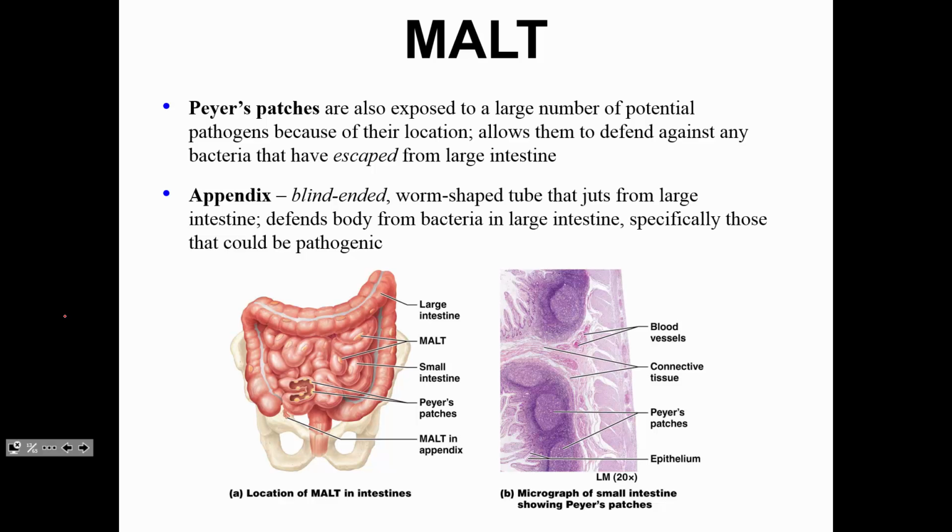Okay, Peyer's patches. Those are also exposed to a lot of potential pathogens because of location. This is in your intestines. We eat a lot of foods, and face it, foods come from the outside, so they are going to have pathogens coming in. But this does allow them to defend against any bacteria that might have escaped from the large intestine. So that's why we have those Peyer's patches. And then, of course, you have the appendix, which is blind-ended. It's kind of a worm-shaped tube that comes out right here. There's your appendix, coming out from the large intestine.